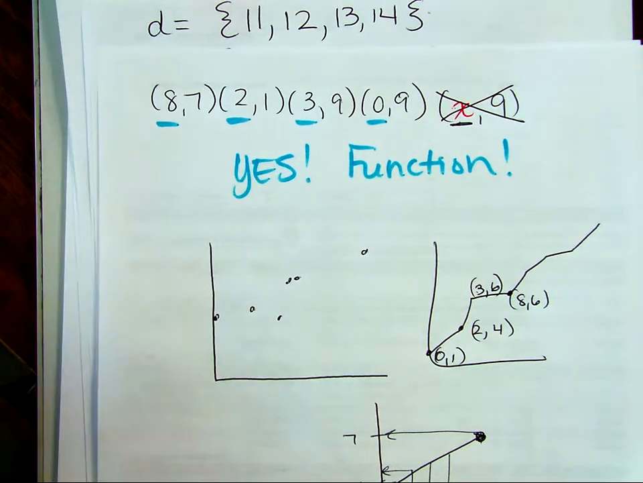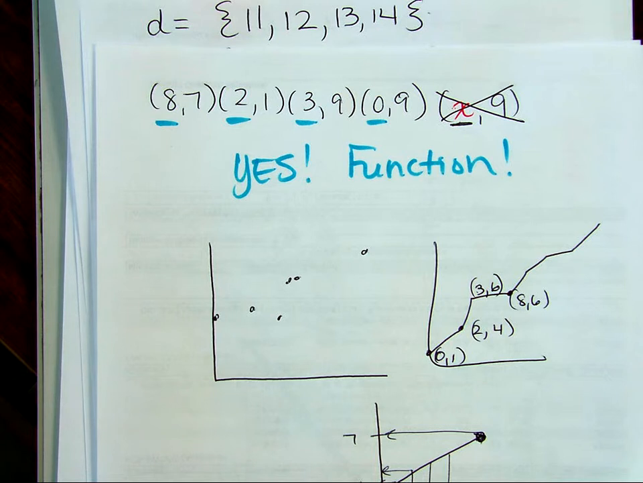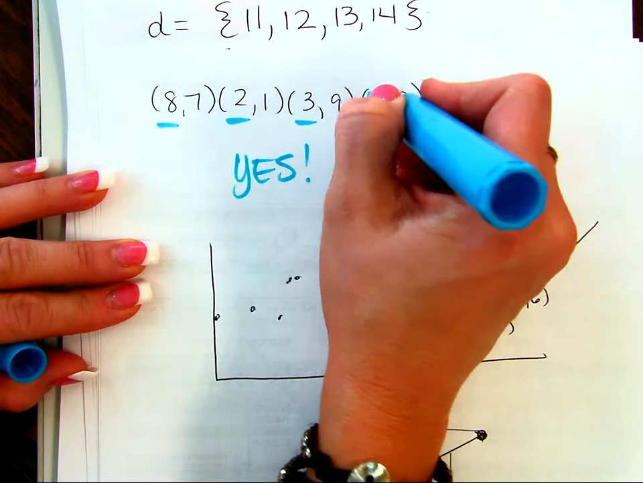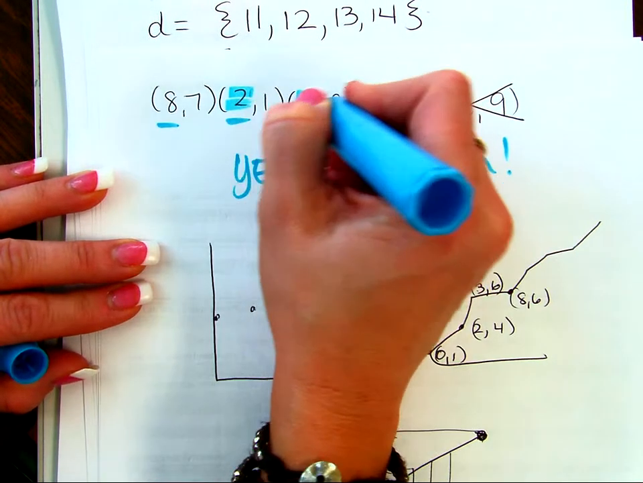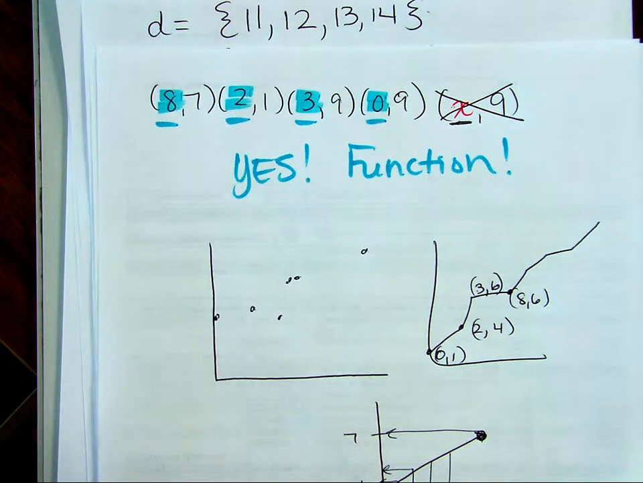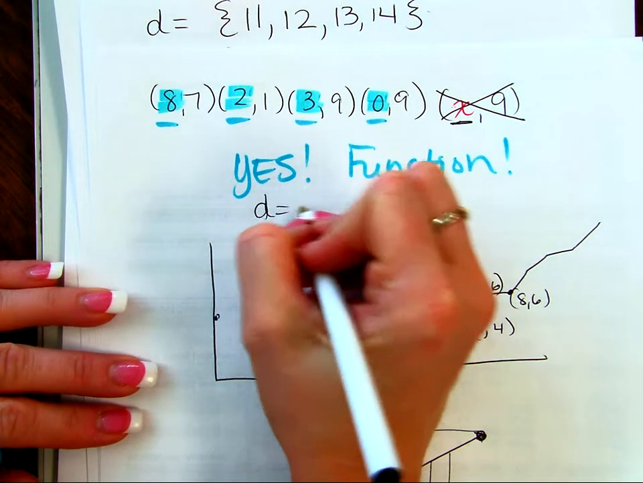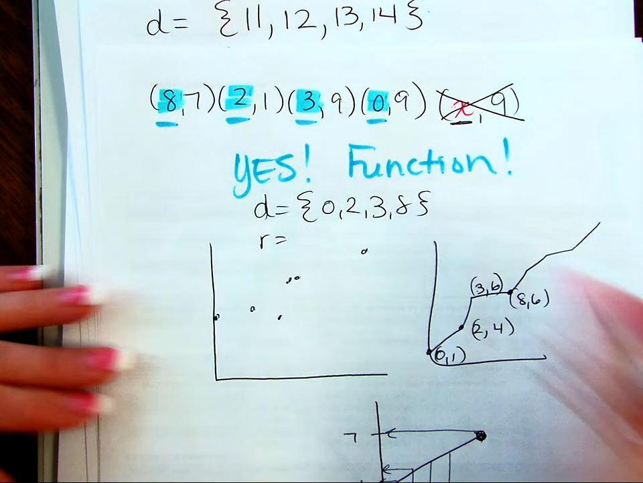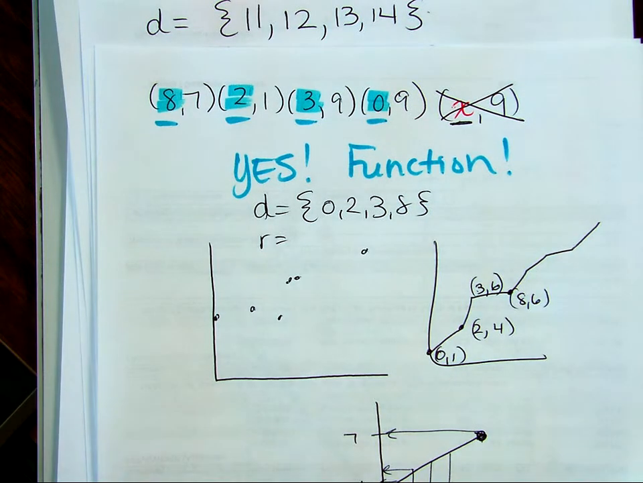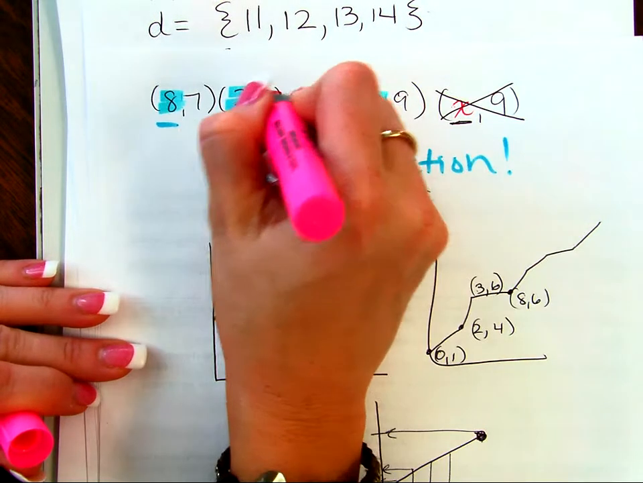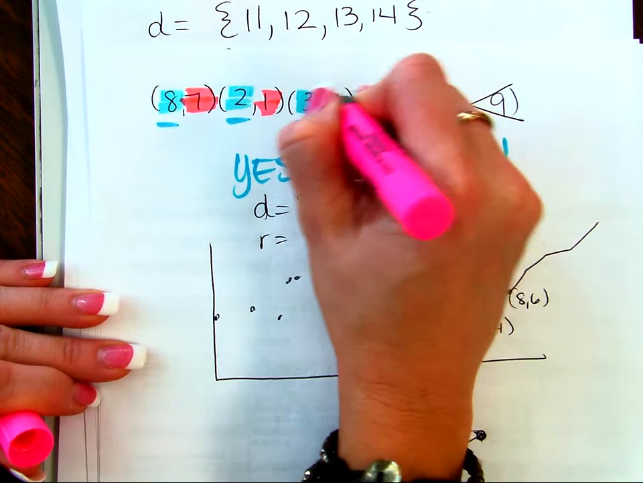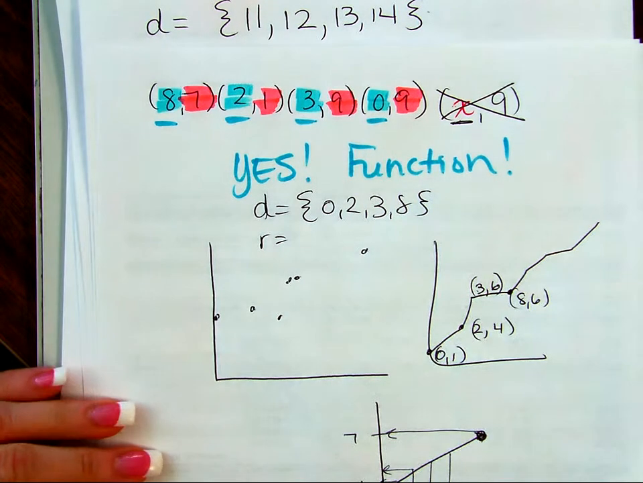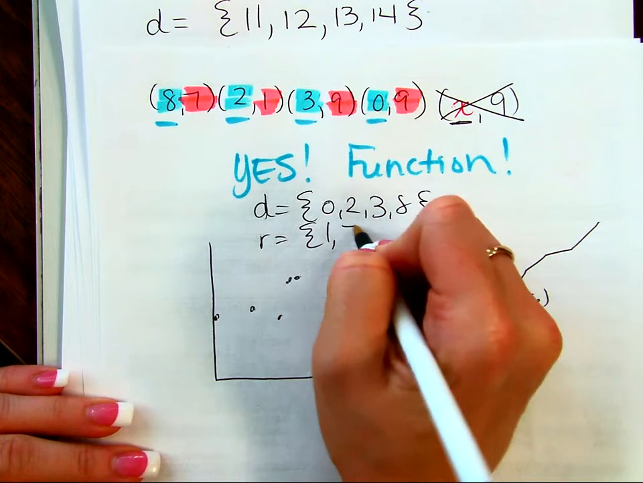What's your domain? I mean, you could even color code if you want. You could say your domain is 0, 2, 3, and 8. And you would literally just write it like that. Your range then would be what? 1, 7, and how many times do I need to write that 9? Just once. So your range would be a 1, a 7, and a 9.